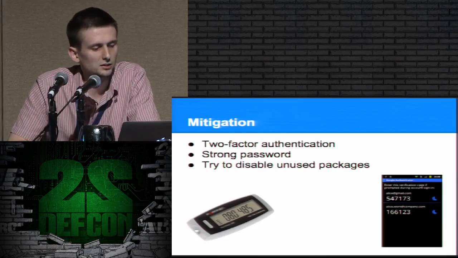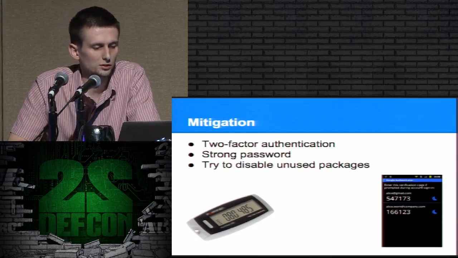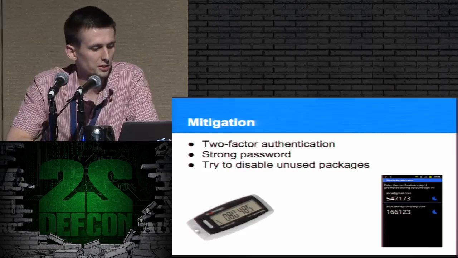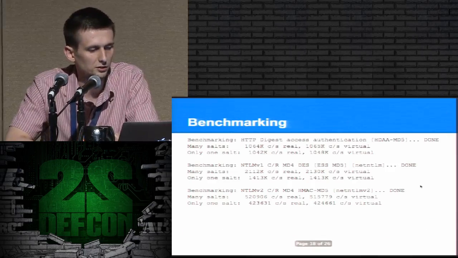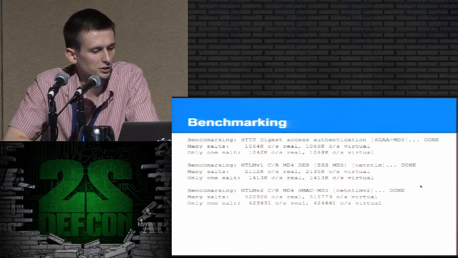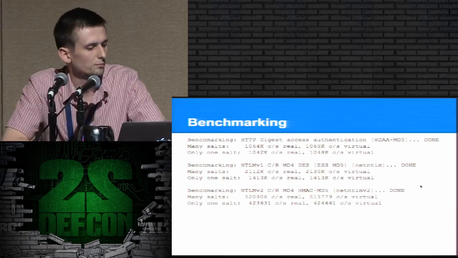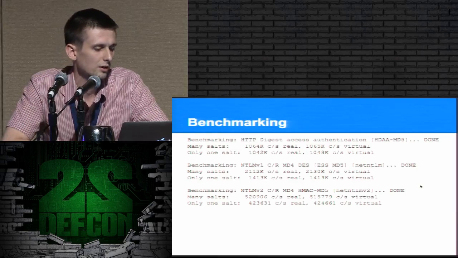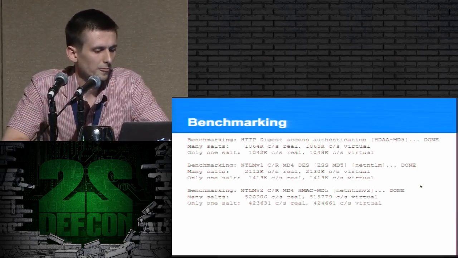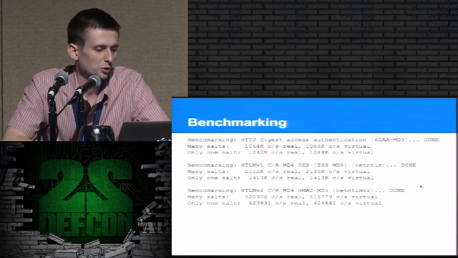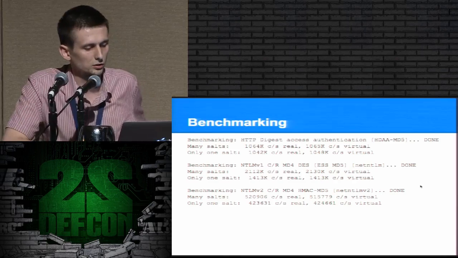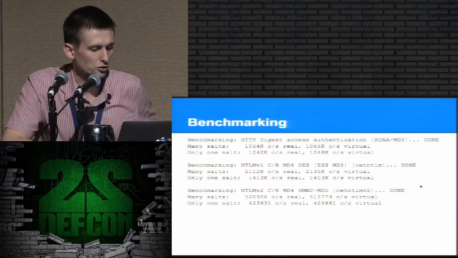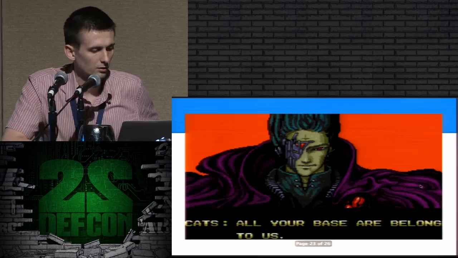And the last suggestion is to disable unused packages. For example, as you saw in the benchmarking slide, the HTTP Digest package allows you to double the speed of brute forcing the passwords. So if you disable it, the attackers will use only NTLM version 2 to attack your users. That will harden it.